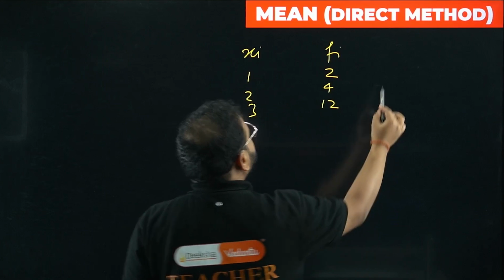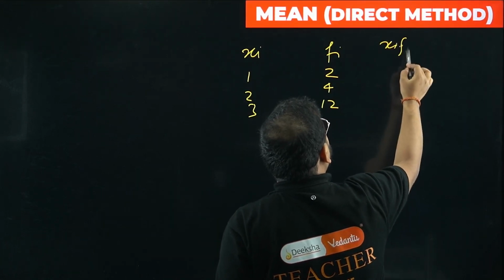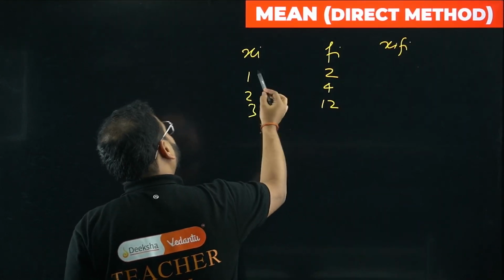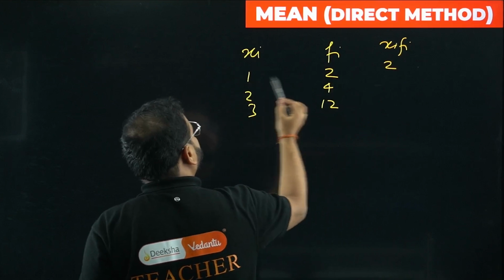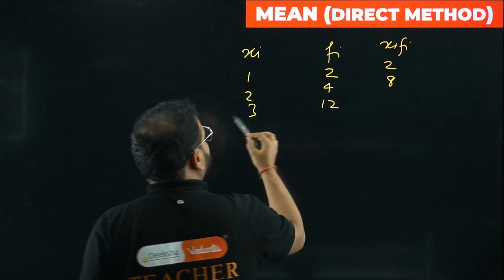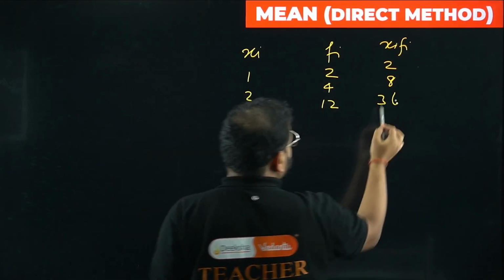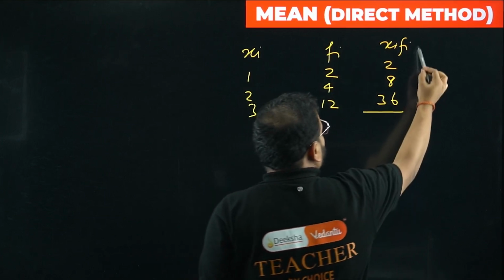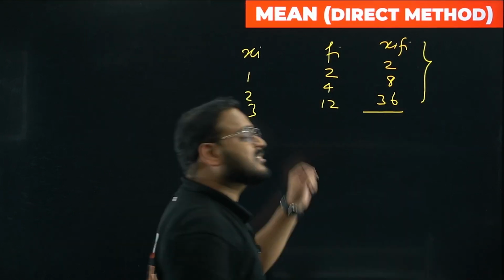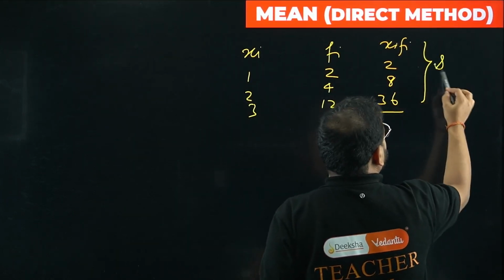Then what we do is we find the value of xi times fi. What do you do for that? Multiply 2 with 1, getting 2; 4 with 2, getting 8; and 12 with 3, how much is that? 36. Then you add all these values. What is this? Sum of all the observations.